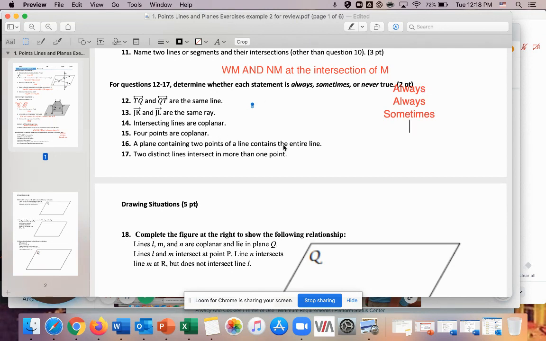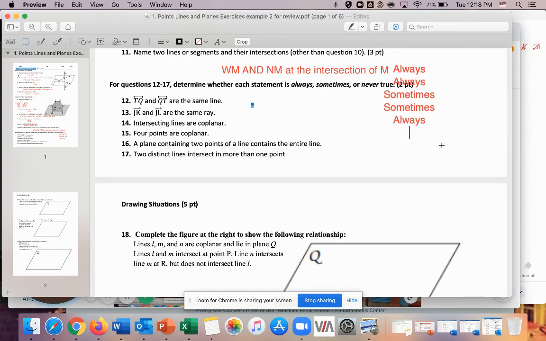All right, 4 points are coplanar. Yeah, sometimes. And sometimes they're not. All right. A plane containing 2 points of a line contains the entire line. Sometimes, not always. Actually, that is always. Yeah, that is always.